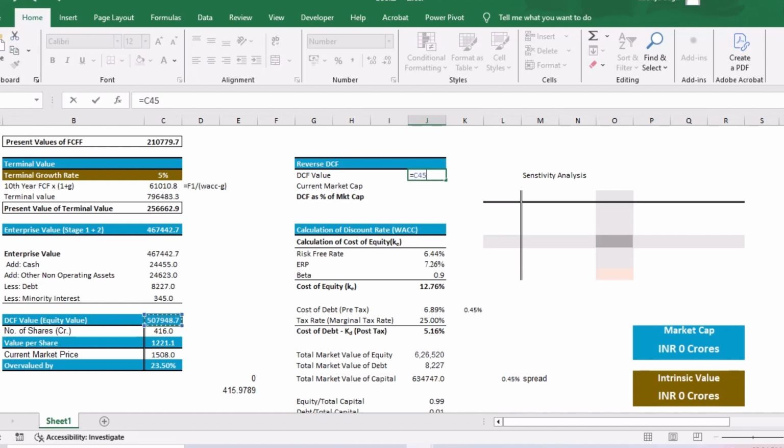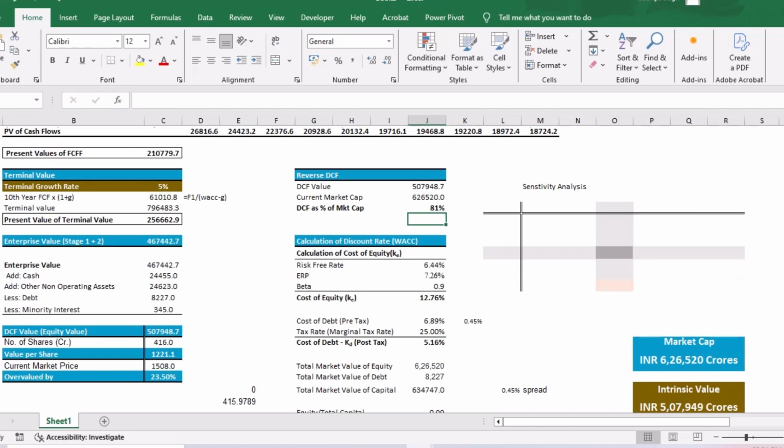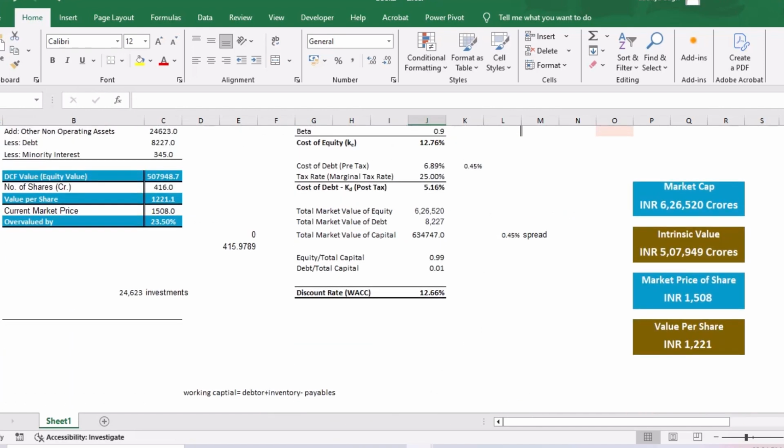So the DCF value is this, and the current market cap, you can link it from here. DCF divided by current market cap is around 81%. Okay, that's all in our DCF valuation.